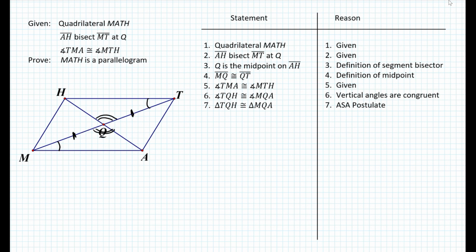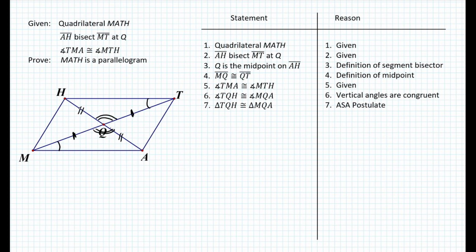Now, if we want to use one of the conditions that we have introduced, we can, for example, use the fact that if the diagonals bisect each other in a quadrilateral, then the quadrilateral is a parallelogram. And as a matter of fact, we can do that. If we, for example, prove that these two segments are congruent, then we can say that MATH is a parallelogram.